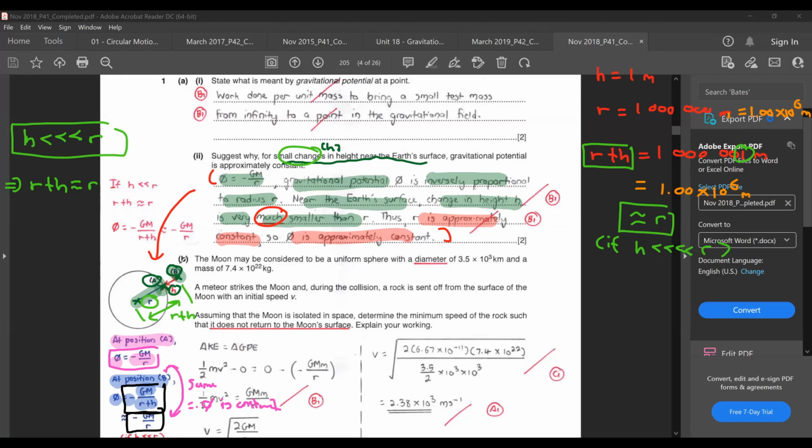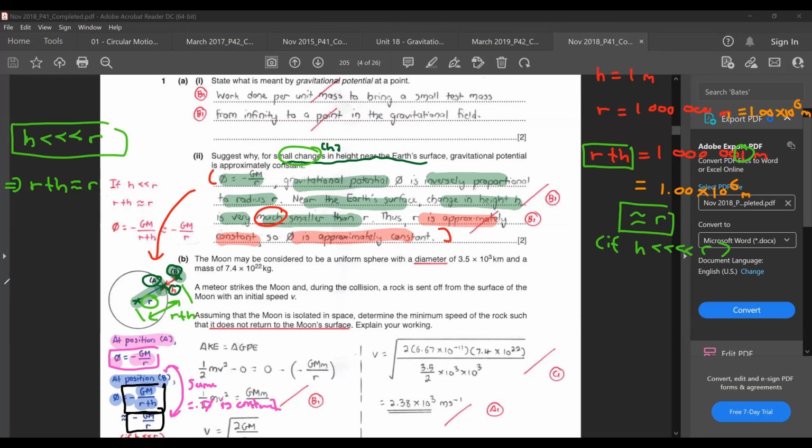Okay. So if you're talking about near the Earth's surface, change in height H is very much smaller than R. Thus, R is approximately constant. Therefore, phi is approximately constant. Okay, so this one is one way of explaining this.